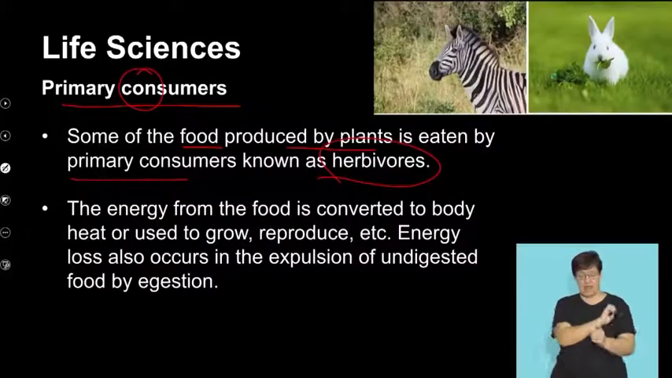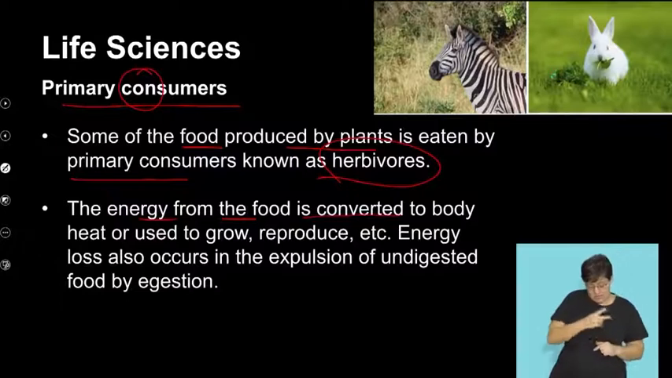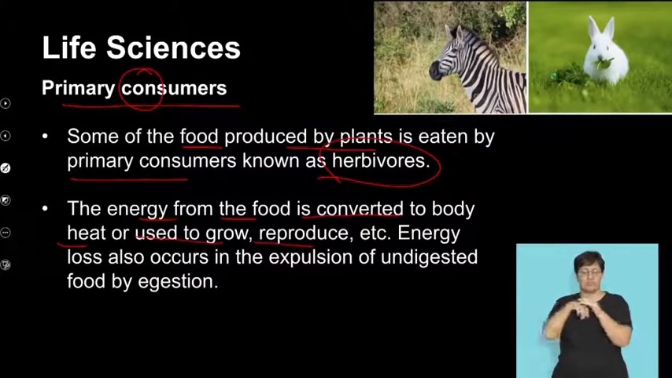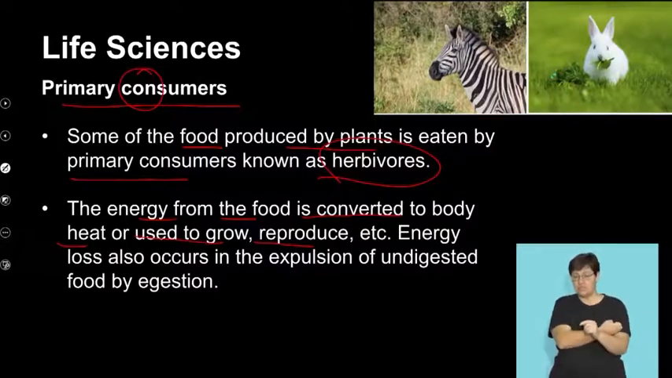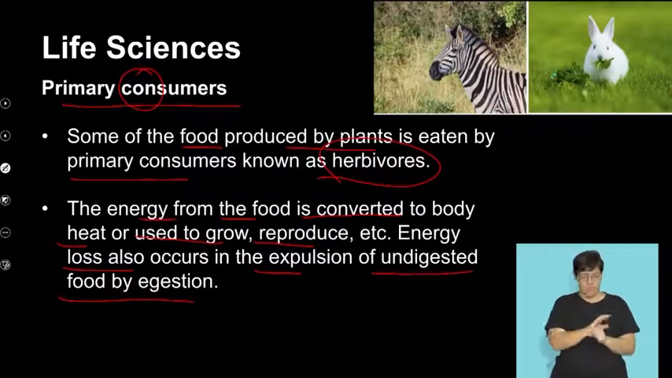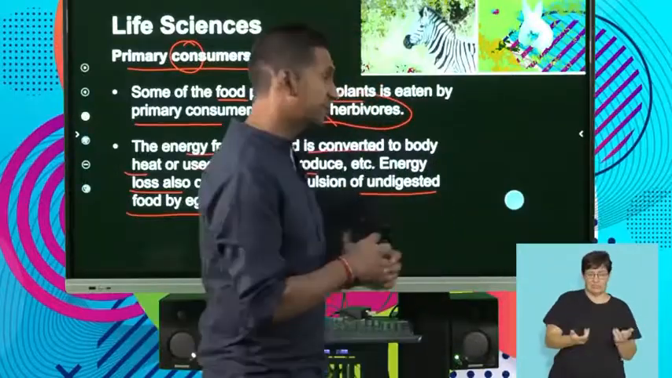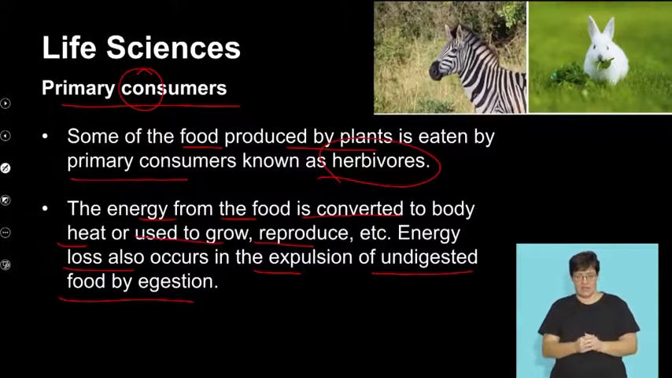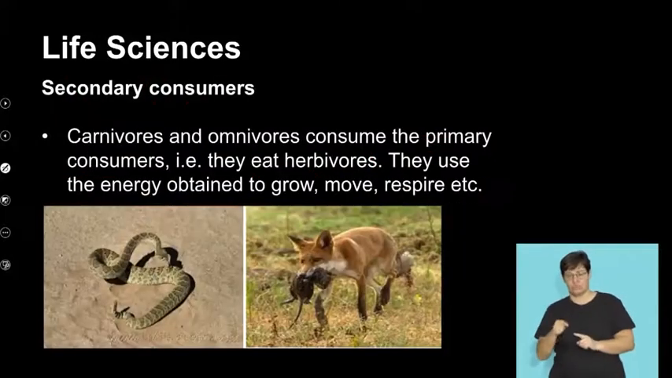Okay? So the energy from the food is converted to heat or is used to grow, reproduce, etc. The energy is also lost, and this occurs through undigested food being released by the body or lost during respiration or as waste products. So you'll find that energy does move from one level to the next, in this case from the autotrophs to the primary consumers.